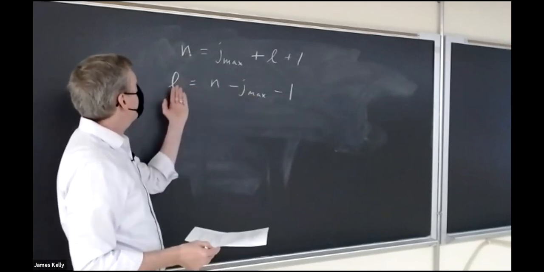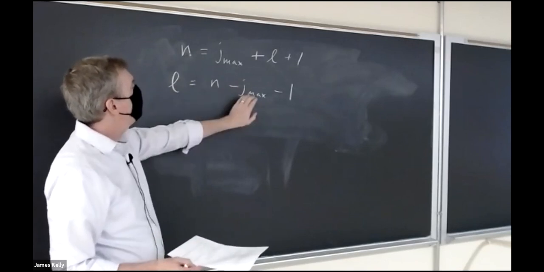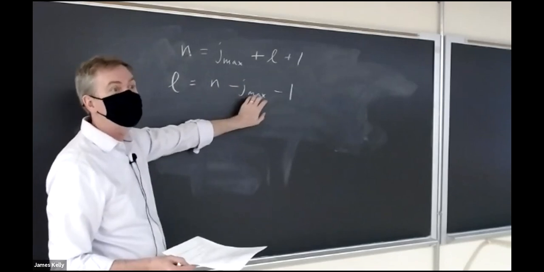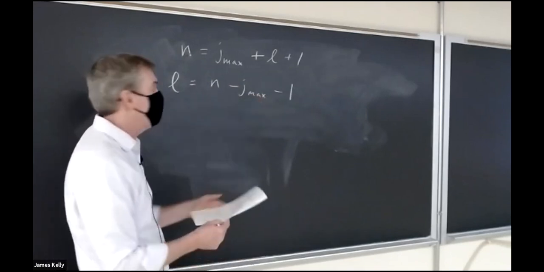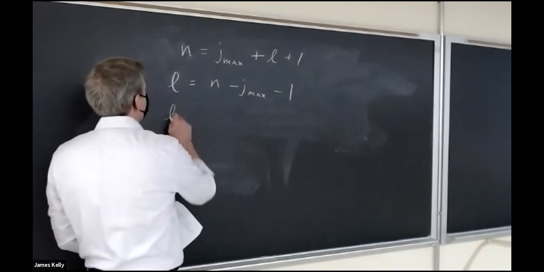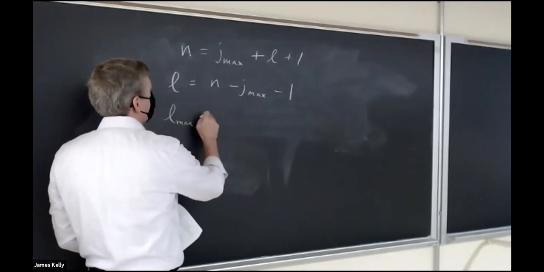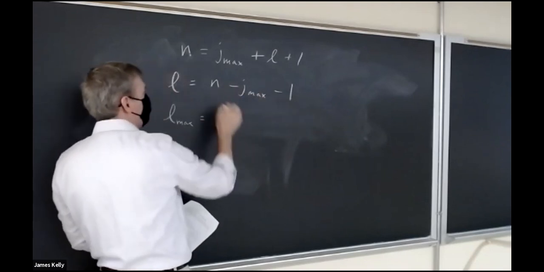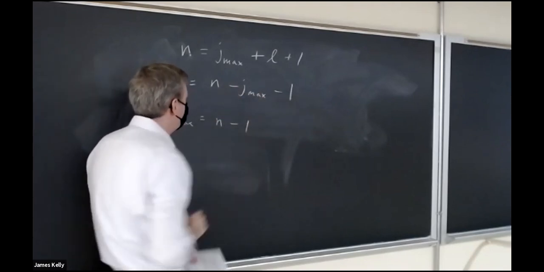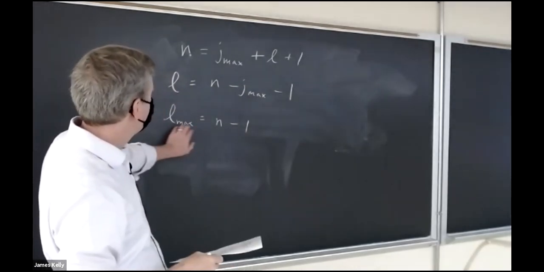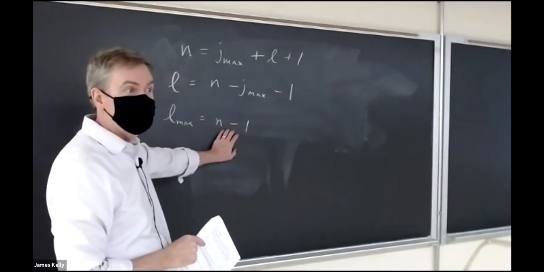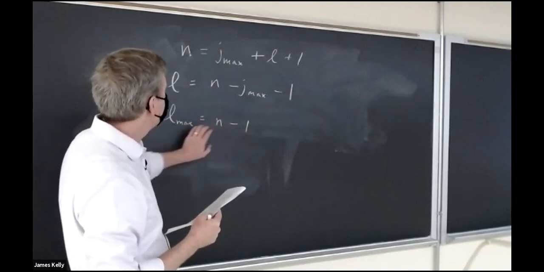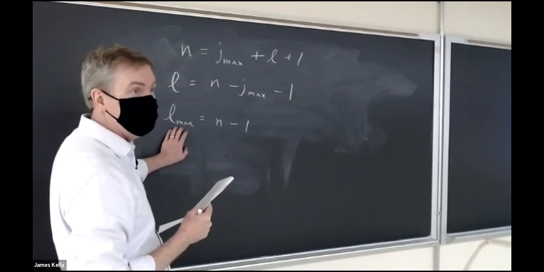Well, if I want to make L as large as possible, I'm going to want to make the thing I'm subtracting off as small as possible. And that means I should take the minimum value for J max. So L max corresponds to the minimum value of J max here. I can't change the 1, and we're concerned about N here, so we keep that in there. That means the maximum value for L depends on N. We already knew L had to be an integer, but if you know N, L can't be any bigger than N minus 1.